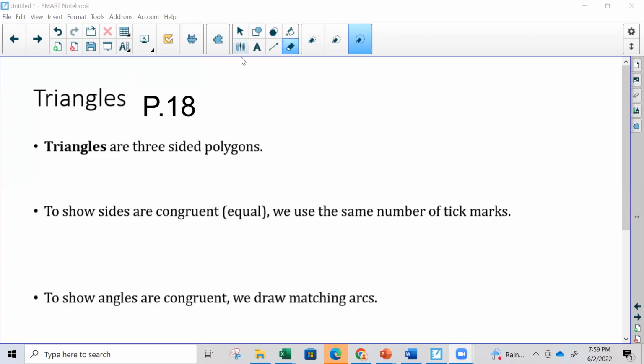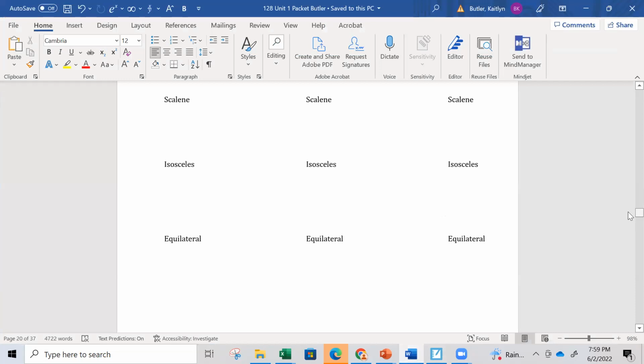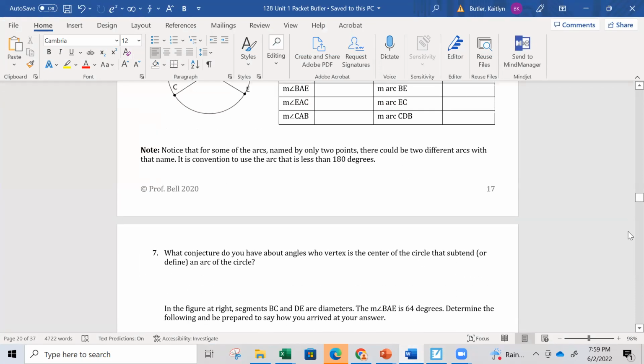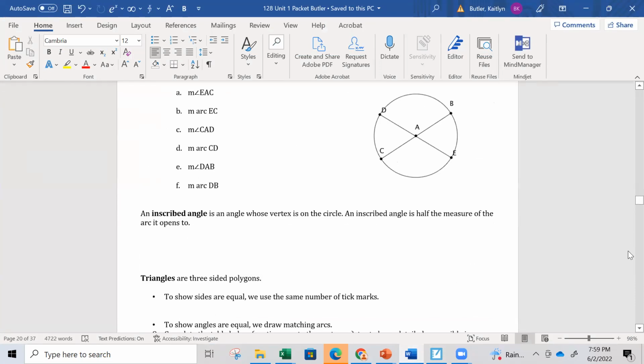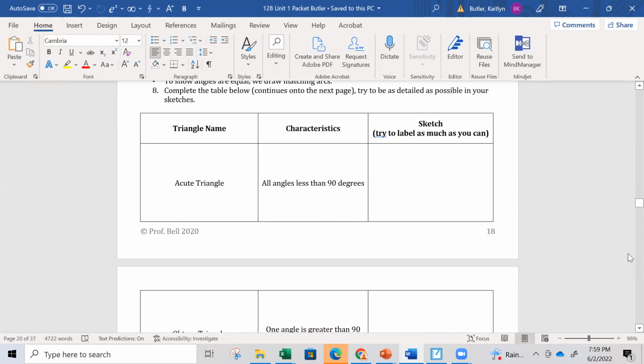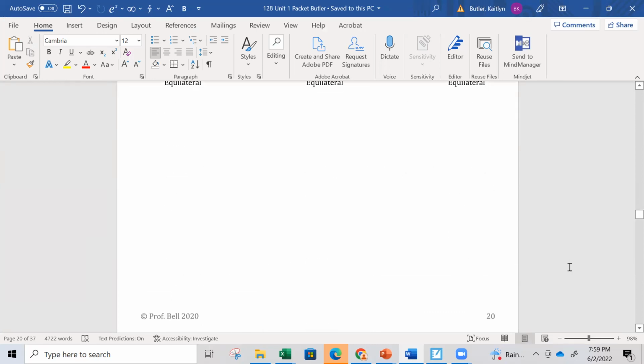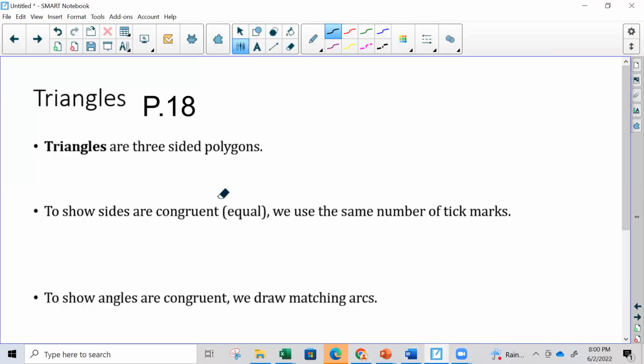In this video, we're going to look at the end of task 7. So if you go to the packet and you go to page 18 and go a little bit over halfway, it starts with "triangles are three-sided polygons." That's where I'm going to start in this video, and I'm going to go up until page 20. So I'm going to do questions 8 and 9 in this video from the packet.